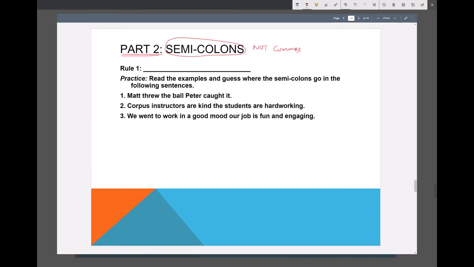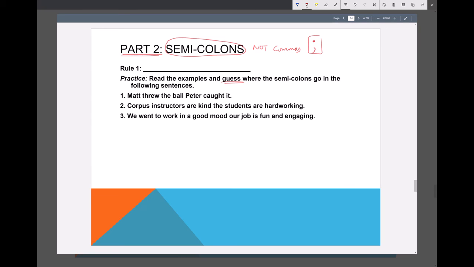Again, read these sentences and see or guess where they would go. The semicolon is this punctuation mark right there. This one. Alright, so you can take a pause, write the sentences, and try to put the semicolons in the right place for each sentence. There's 1 semicolon for each. After you figured it out, let's try the first one.